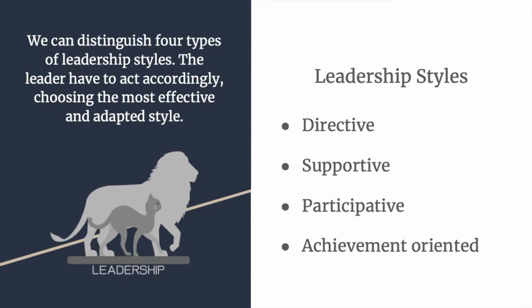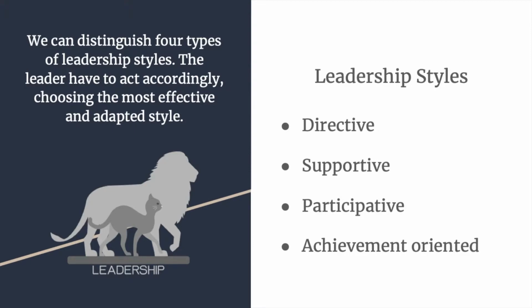According to this theory, we can distinguish four types of leadership styles. Directive style: there is very clear direction from the leaders on what they expect from the employees. This works best when the employees are inexperienced or when the environment is complicated.